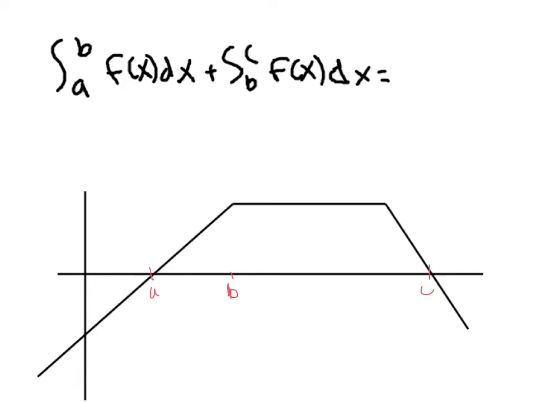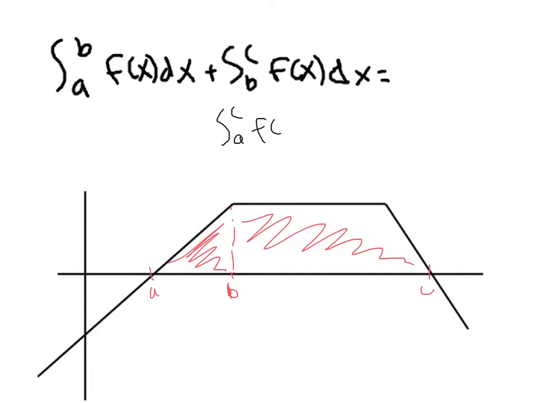So if we look at this graphically, if I wanted to find the area under the curve from A to B, that would be this shaded area here. And if I added the area under the curve from B to C, that would be the rest of this shaded area here. That means that essentially all we're doing is integrating from A to C of this function.